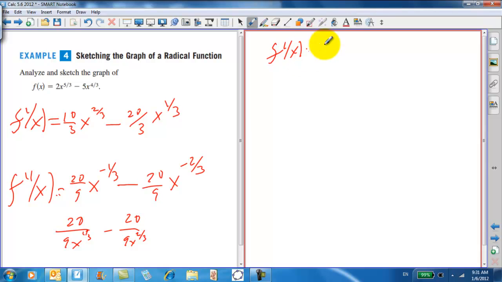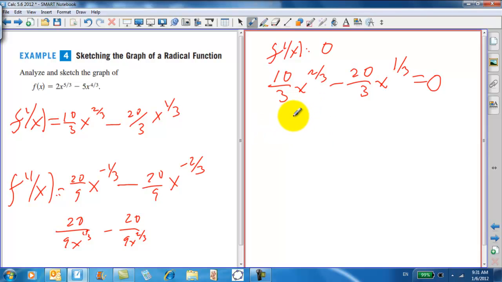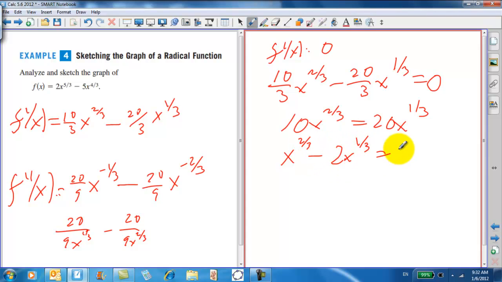If we set f prime of x equal to 0, we get 10/3 x to the 2/3 minus 20/3 x to the 1/3 equal to 0. We're not going to be able to make this undefined because we're not dividing by x at all. I'm going to multiply through by 3, 10x to the 2/3, and put the 20 on the other side. Actually, I'm going to look at it this way. I'm going to put it back over here again and say x to the 2/3 minus 2x to the 1/3 equals 0. And actually factor out x to the 1/3, leaving x to the 1/3 minus 2 equals 0.